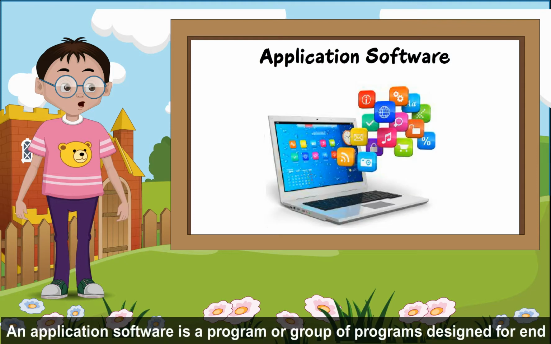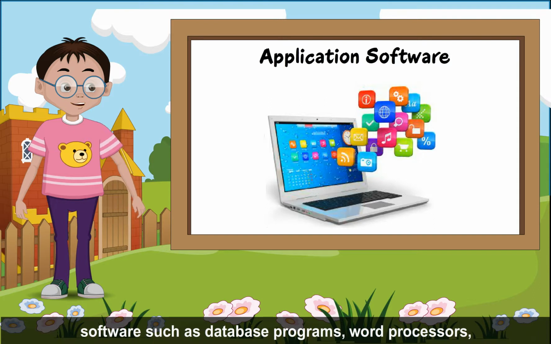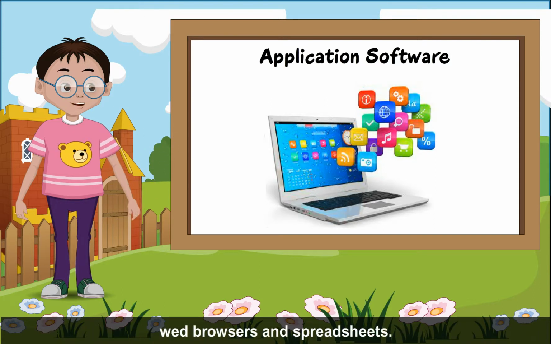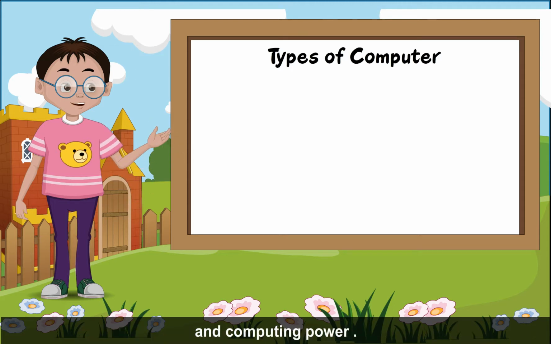Application software. An application software is a program or group of programs designed for end users. Application software includes software such as database programs, word processors, web browsers, and spreadsheets. Types of computer. Computers can be broadly classified by their speed, size, and computing power.